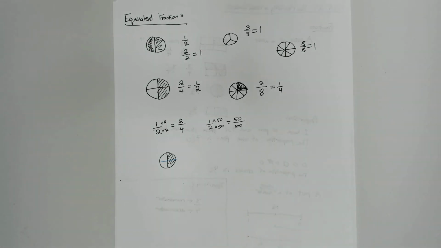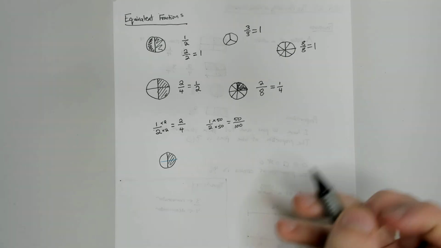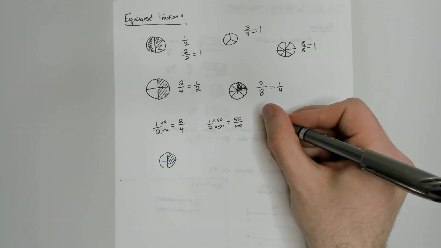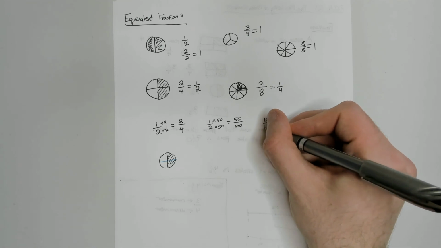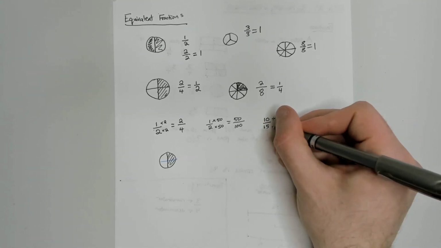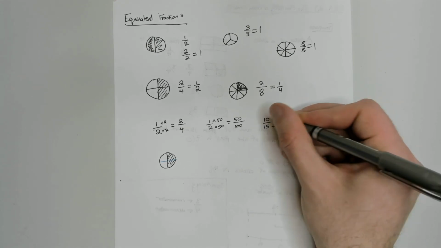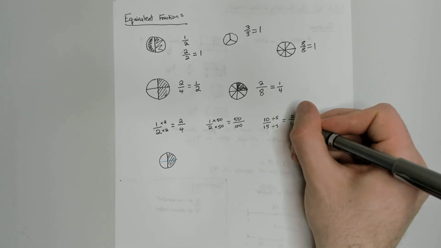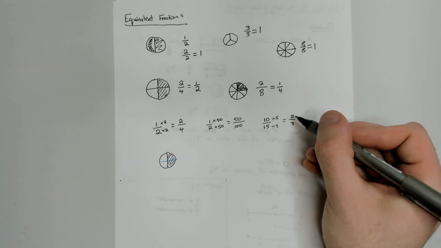So to simplify, oftentimes we're going to be dividing the numerator and the denominator by the same amount. For example, let's say I had 10 out of 15. Both of these can be divided by 5, right? So if I divide both of these by 5, 10 divided by 5 is 2, 15 divided by 5 is 3, and so we get a much smaller fraction.